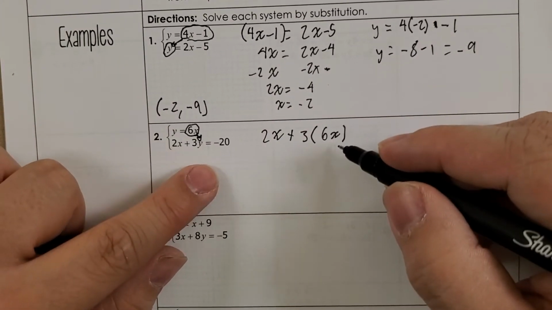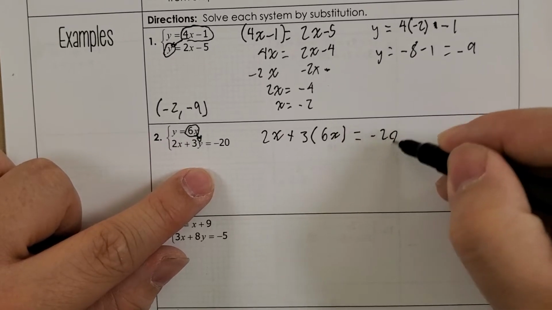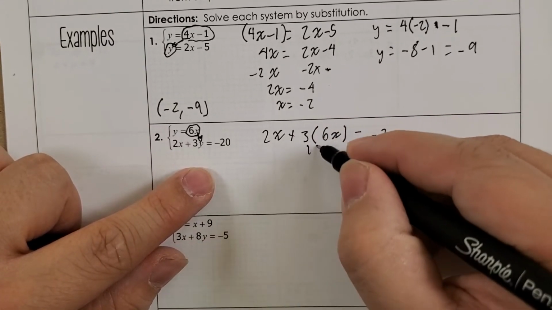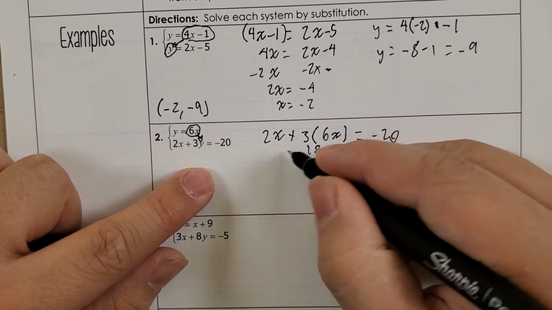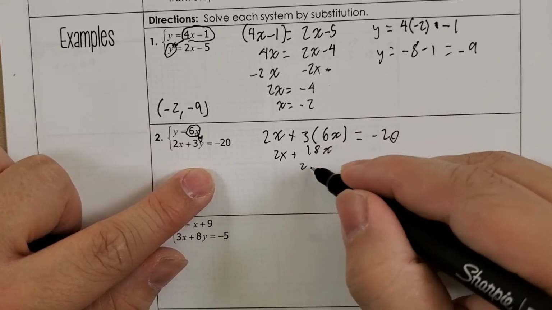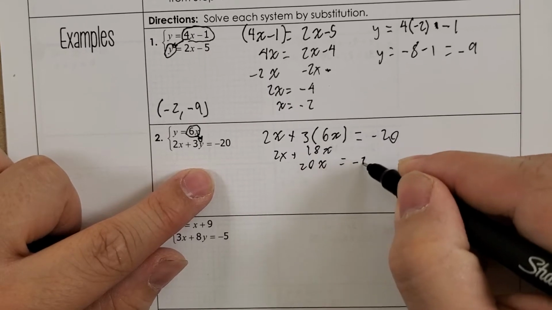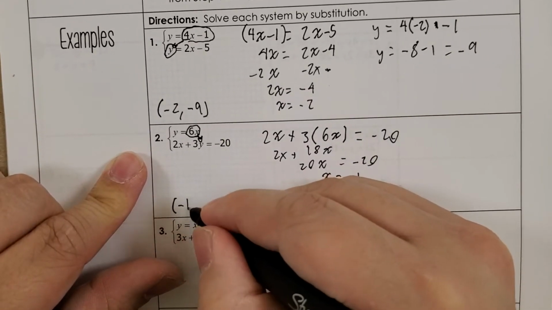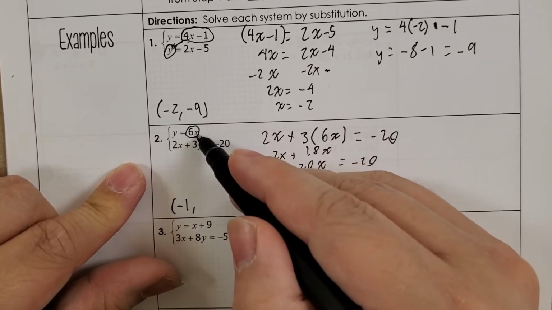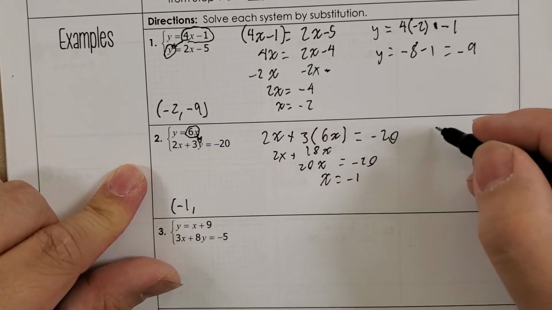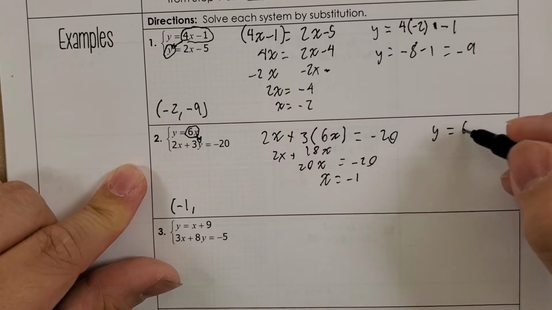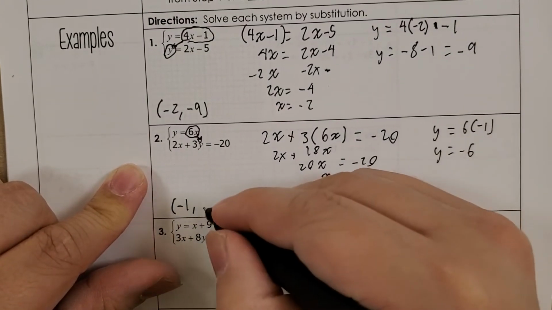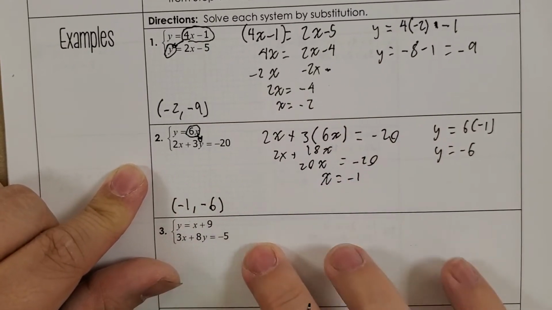So 2x plus 3 times the replaced y, equals negative 20, and now we just solve this. 3 times 6 is 18x, plus 2x is 20x, equals negative 20. So x is going to equal negative 1. Then I'm going to plug that back into the top equation. So y equals 6 times negative 1, so y is going to be negative 6. Not too bad. Okay.